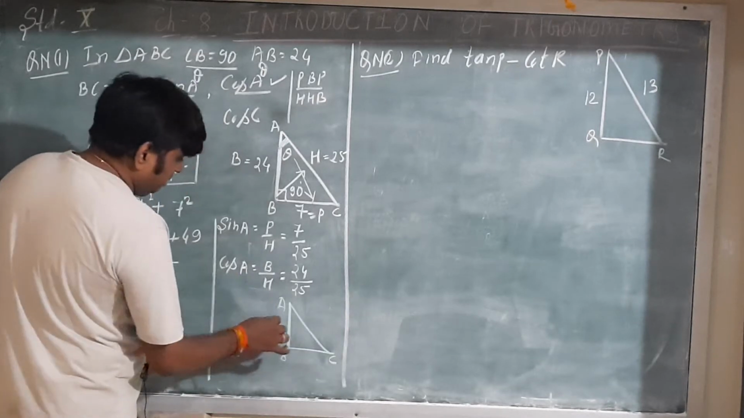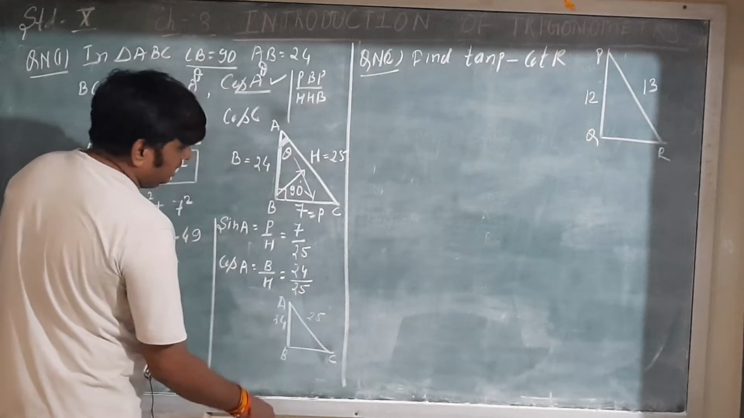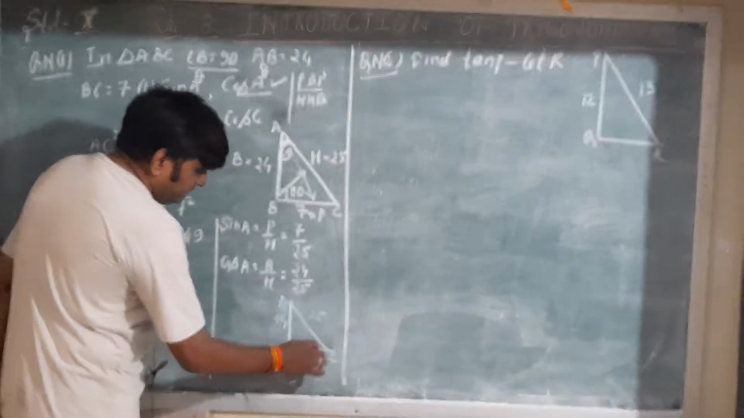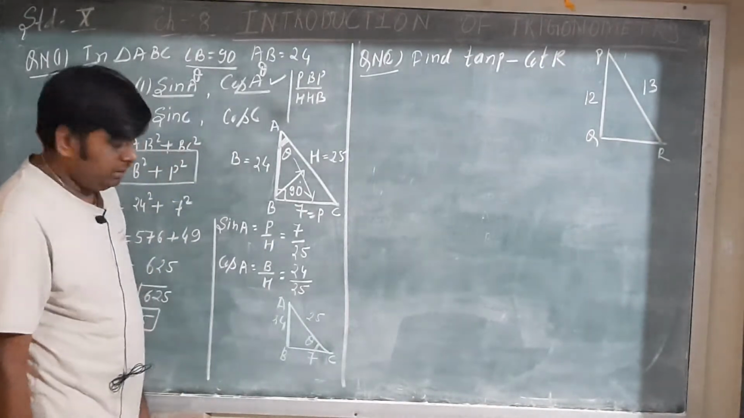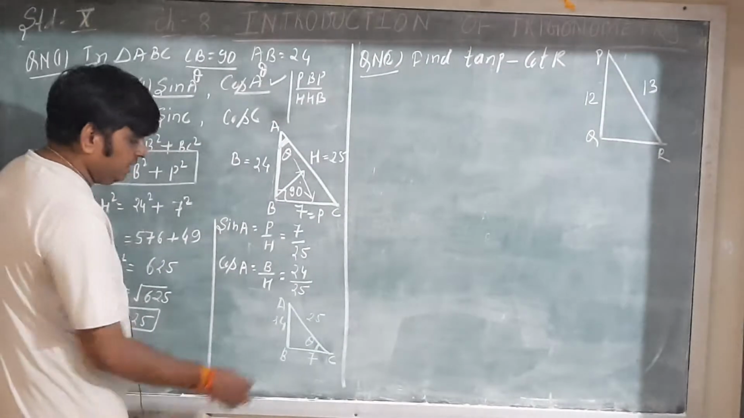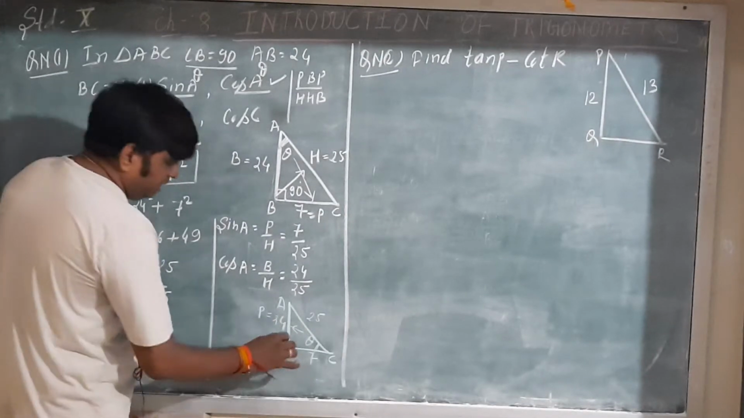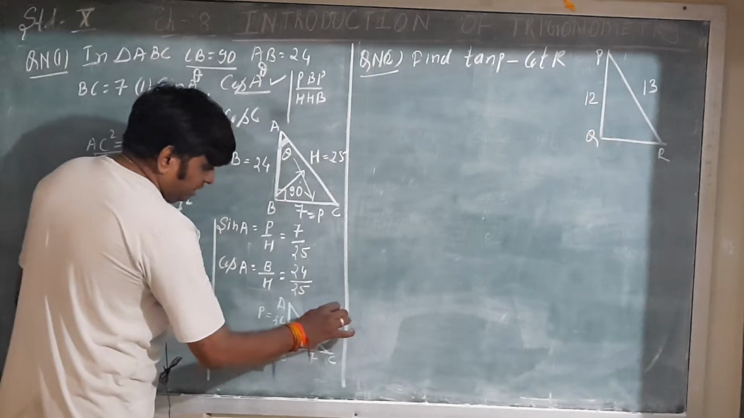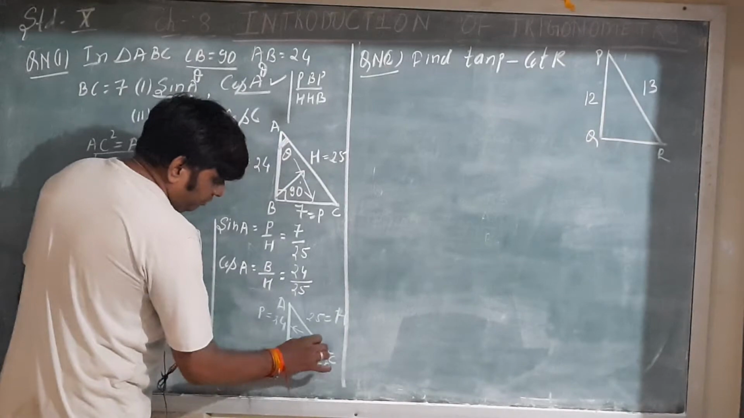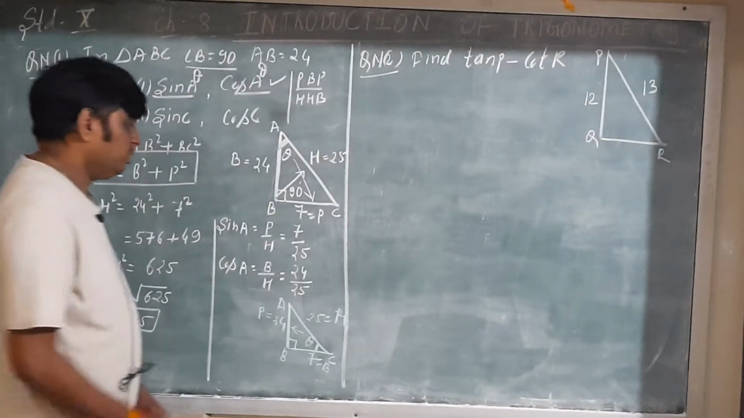Given side AB is 24, AC is 25, and BC is 7. But for sin C, C is theta this time, because we find the value of sin C. So C is theta. Opposite of theta is the perpendicular; B is 90 degrees, so the side opposite it is the hypotenuse, and this is the base, the side adjacent to theta. So we find sin C and cos C.